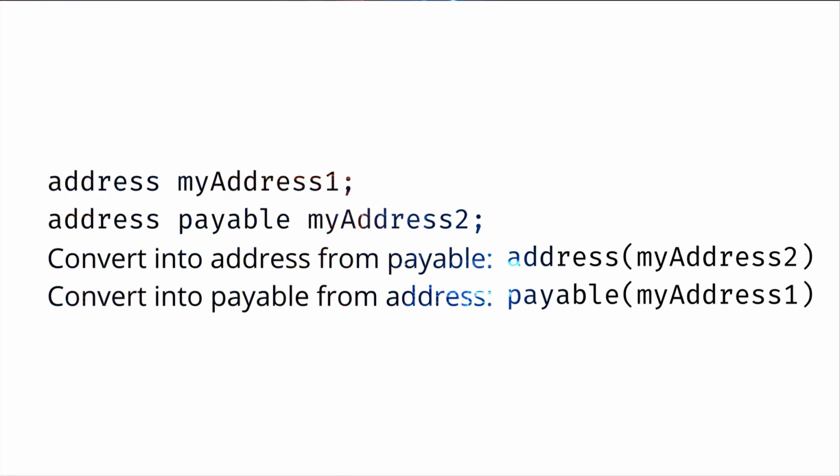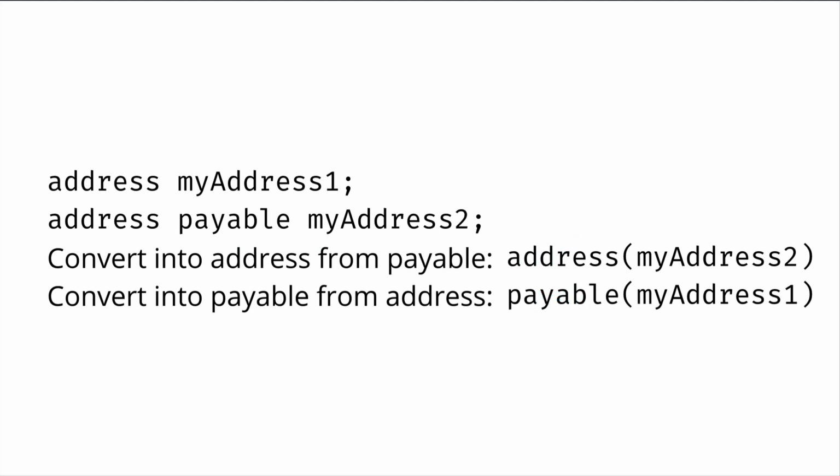You can have a normal address type or a payable address type. They are basically the same, but the payable is meant to be able to receive Ether. So if you plan on sending Ether to such an address, store it as payable. And you can always just easily convert between the two types simply by using the address or payable keyword, as you can see here.